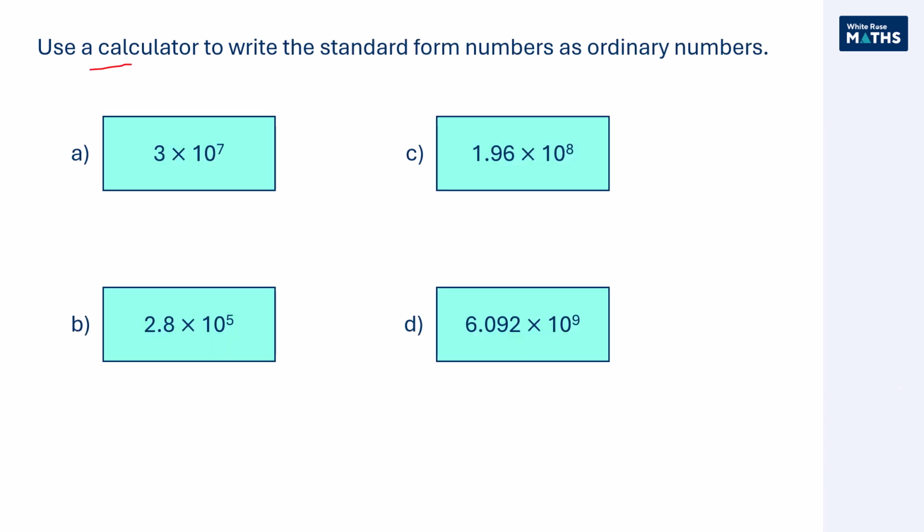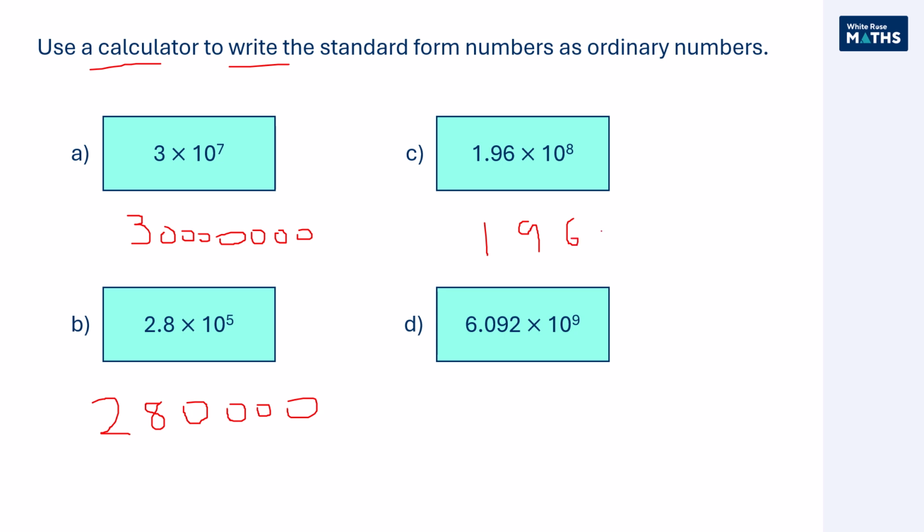Okay, next question. Use a calculator to write the numbers in standard form as ordinary numbers. So 3 times 10 to the 7. So that's going to be 3 and then 7 zeros. 1, 2, 3, 4, 5, 6, 7. Next one, 2.8 times 10 to the 5. That's going to be 28. So times it by 10, I'm going to add on 4 zeros. 1, 2, 3, 4. Next, 6.092 times 10 to the 9.